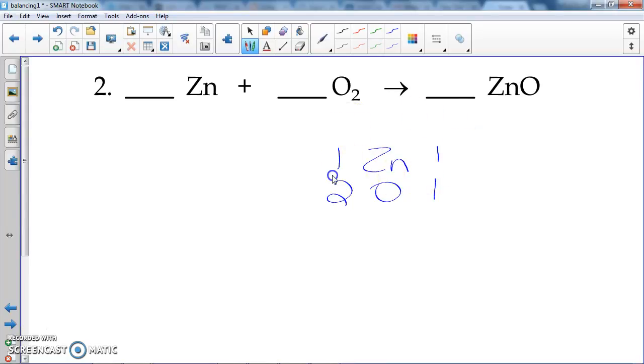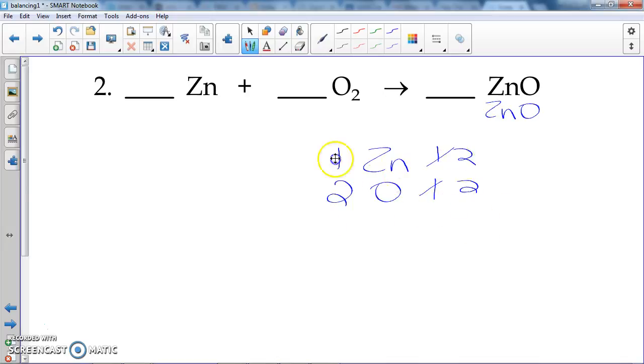Now I need to balance my oxygens. I have 2 and I have 1. So I'm going to go over here to get 2 oxygens. To do that, to get another oxygen, I have to add the whole thing. I have to add the unit. So ZnO must be added. That makes my zinc go to 2, my oxygens go to 2. Okay, so now my oxygens look good down here.